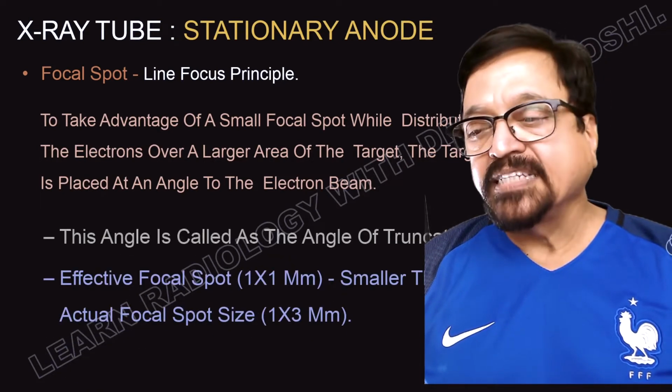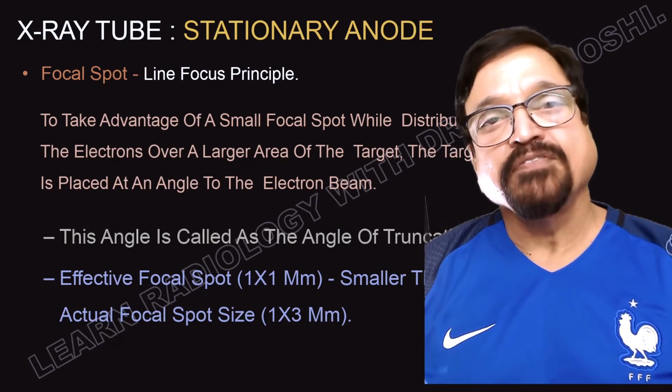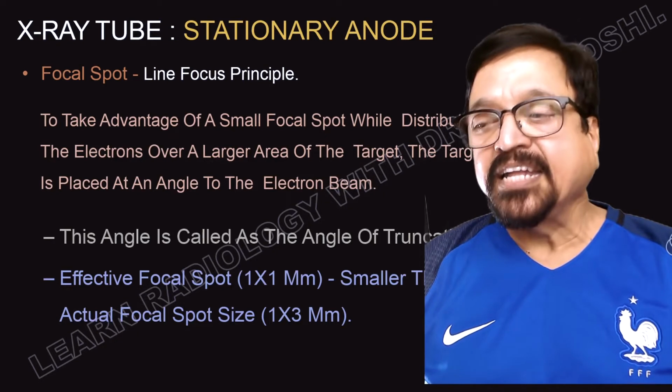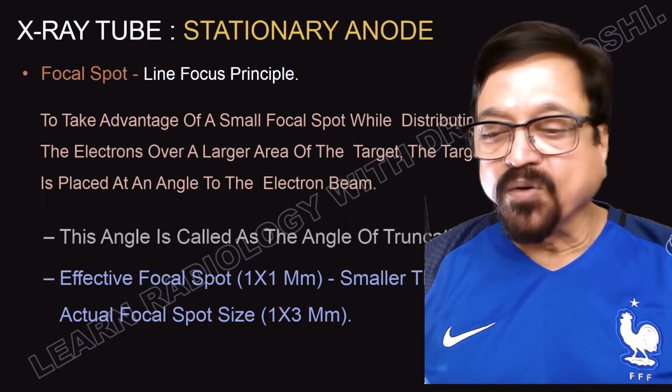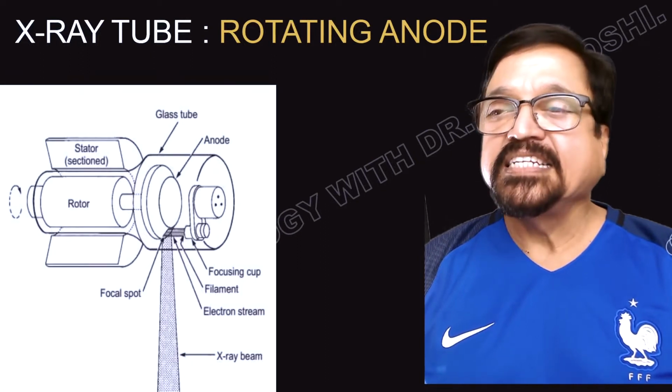This angle is called the angle of truncation, that is 20 degrees. Some machines have 15 also. Both are correct, 15 is also correct, 20 is also correct. The effective focal spot is smaller than the actual focal spot. Now let us see another.